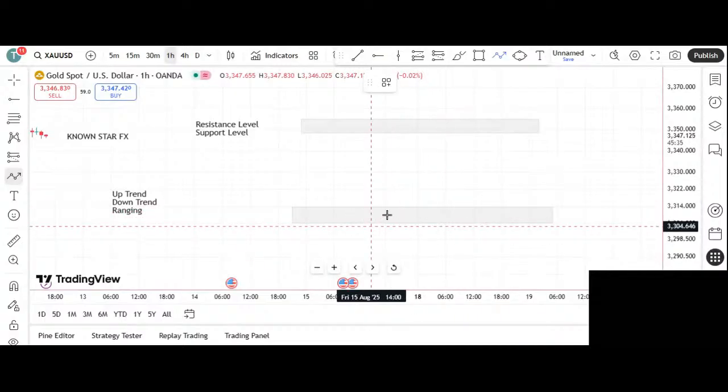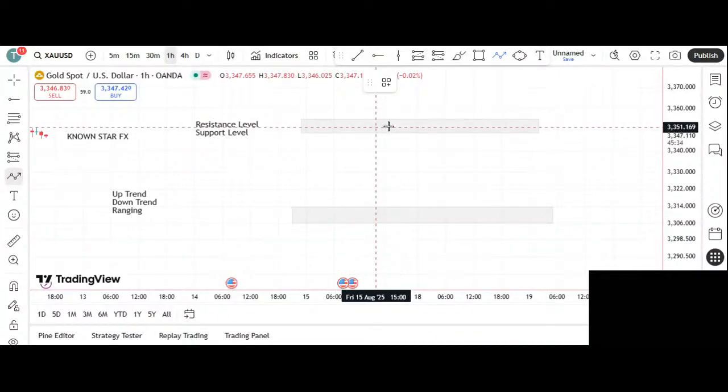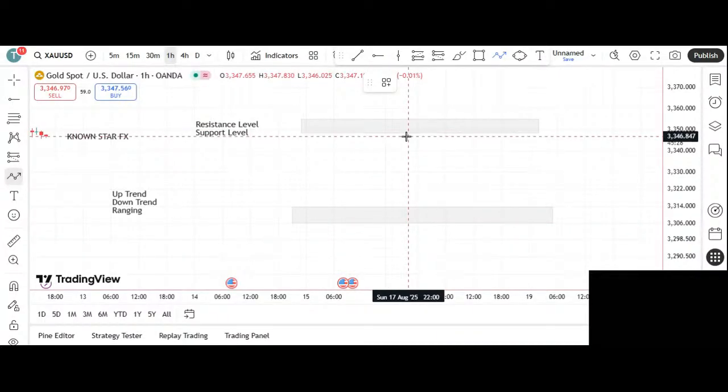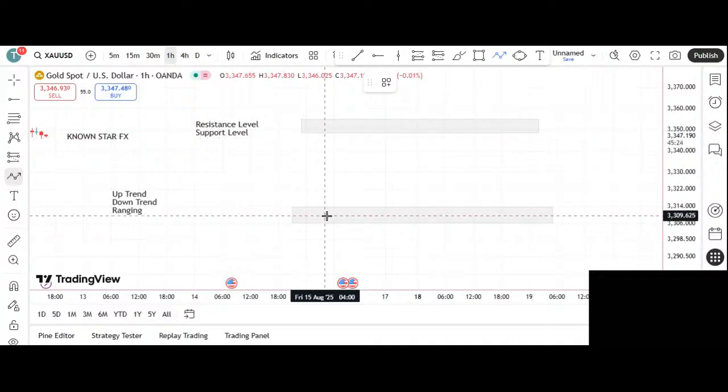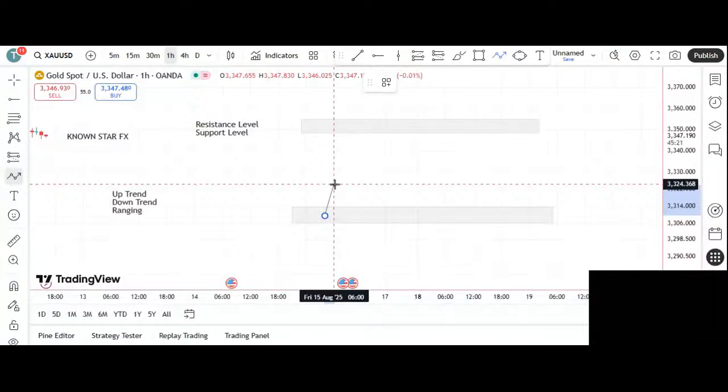We're definitely going to be calling this zone what? Our support level, right? And this one at the top side, we're going to be calling it our resistance because that's exactly how it is on the chart. So right here now, this support level.